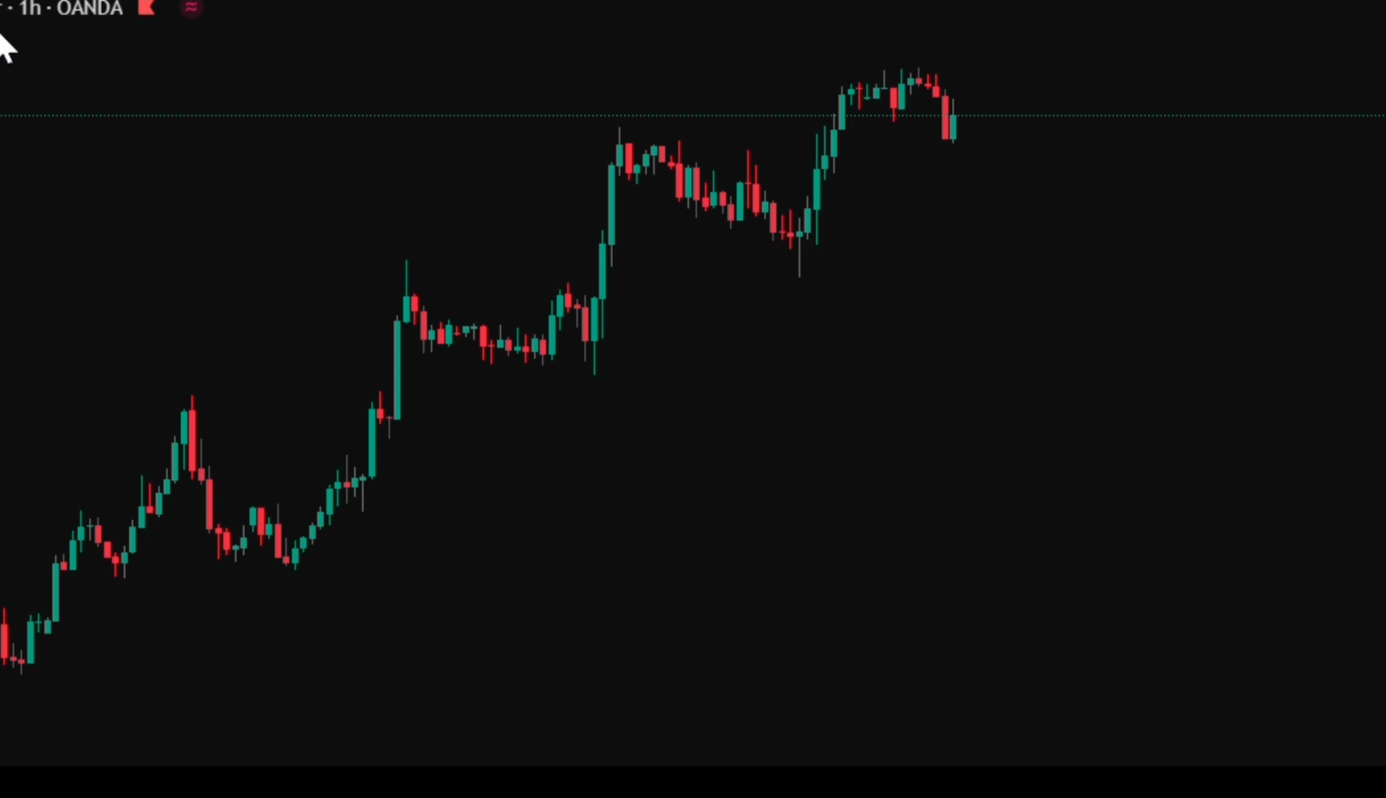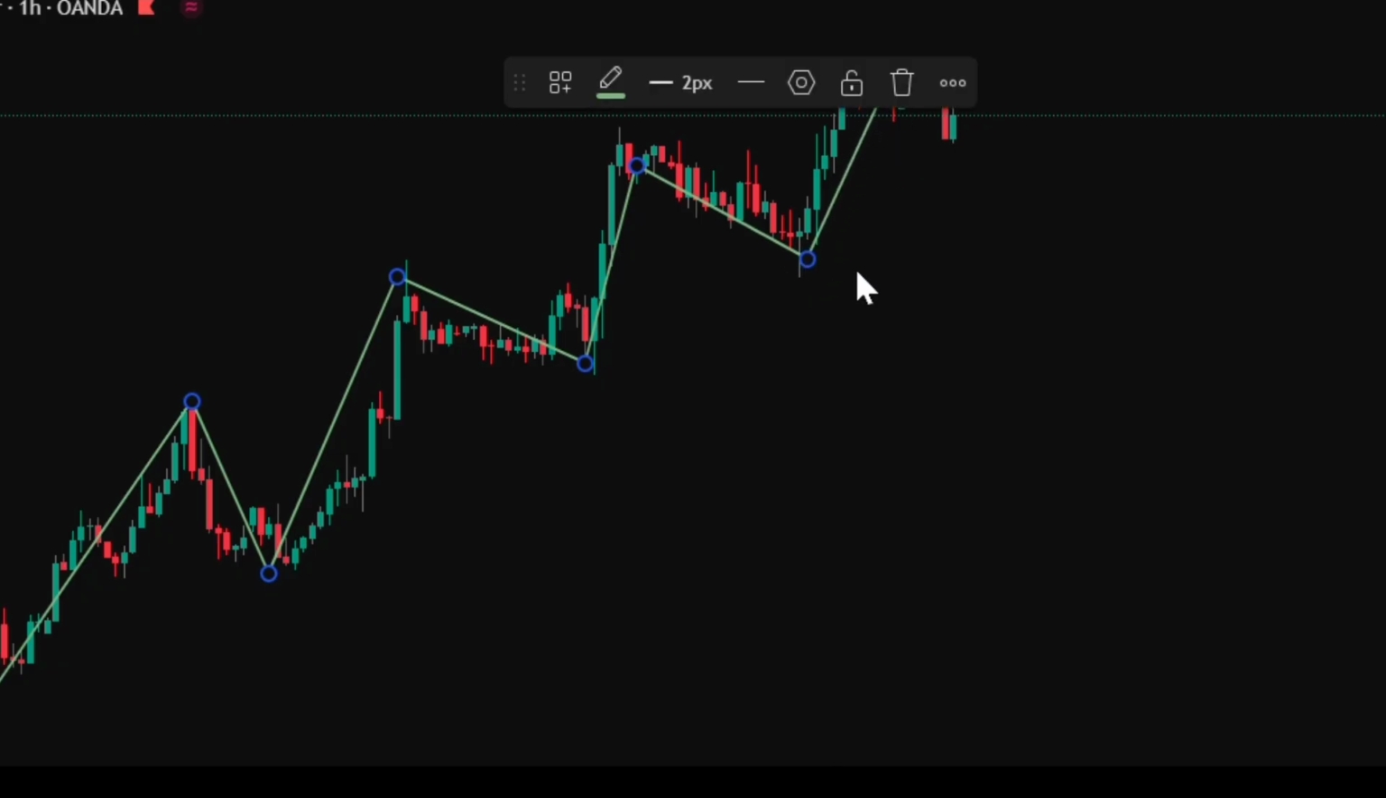I'm on a EUR/USD chart, Euro against US dollar, and as you can see, price is making higher highs. Let me mark with this path. Price is making higher highs and higher lows. We first identify the trend, then higher high and higher low. Price continues with the trend and so on.